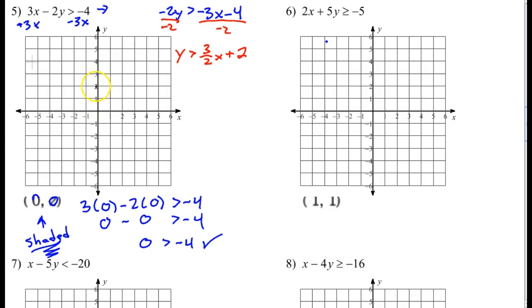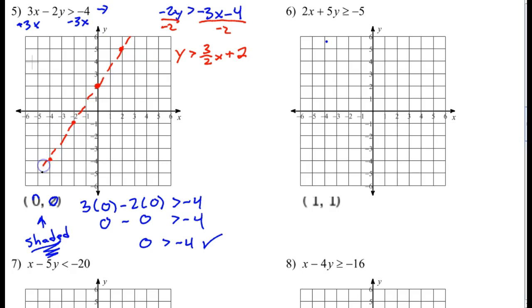And we're going to do positive 2, y-intercept, and we're going to go up 3, right 2. Also going to go down 3, left 2. So I get a more complete line. I can see it's supposed to be a dashed line. So we got a dashed line.